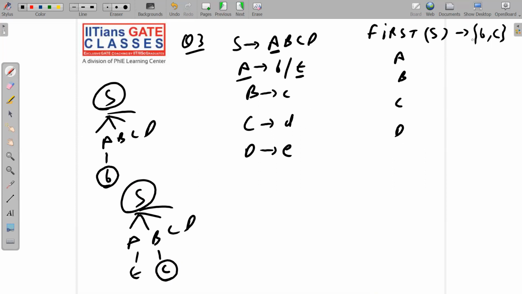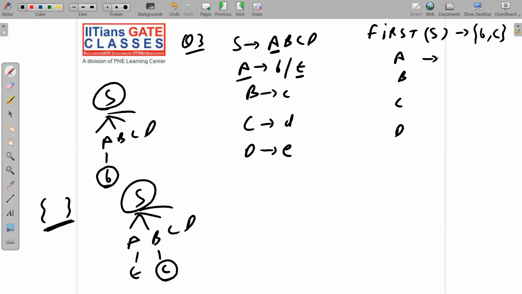That's why I'm using these symbols as the symbol of a set now, because there can be a set of terminals also. Okay, so this is not a compulsion that we will get only one terminal. We can have a set of terminals also. So that's why we are writing it as a set. First will be written in the form of a set.